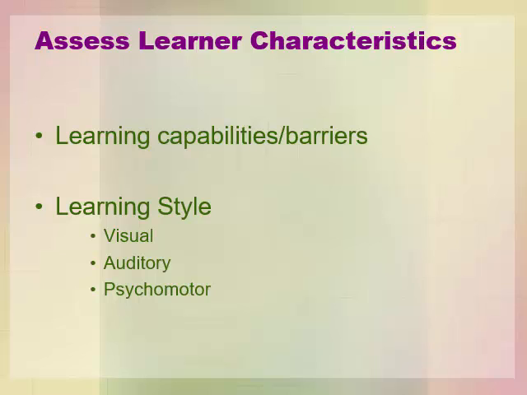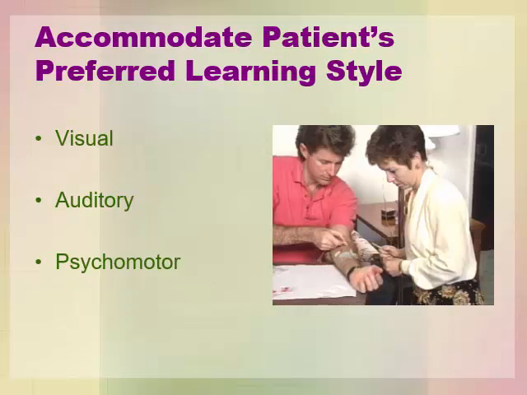We also want to know in this situation, what is the patient's preferred learning style? This is the way in which the learner processes learning, and there's three basic styles. One is visual, where they need to see it, auditory, where they need to hear it, and psychomotor, where they need hands-on learning for the education to have meaning for them.